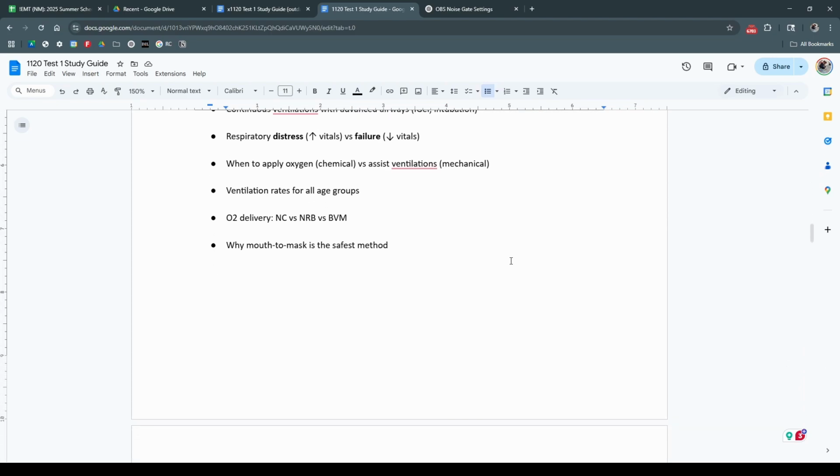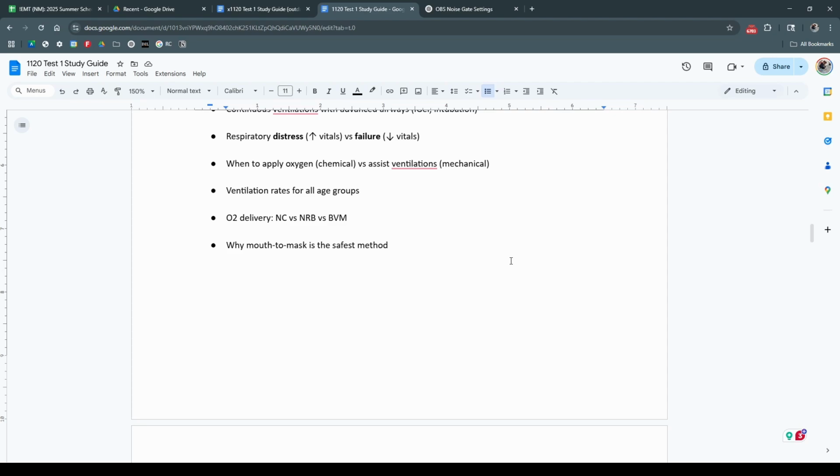Also, you want to make sure to know why mouth to mask is the safest. And to put very simply, I think you could read a decent amount in the book and still miss this point, so I'll be happy to highlight it here. Mouth to mouth is mouth to mouth, not mouth to mouse. I don't recommend that. Mouth to mouth is not the safest because you are swapping fluids with a patient. So it's not very safe for you.